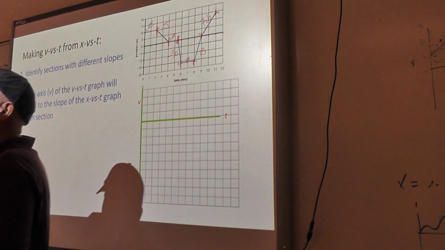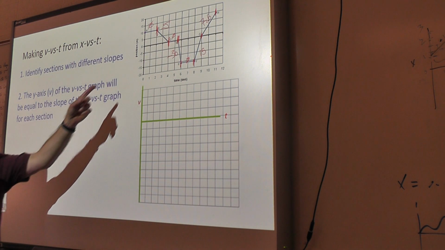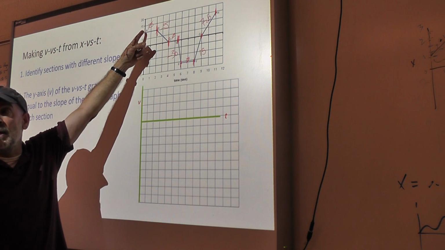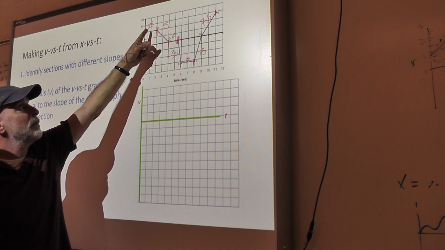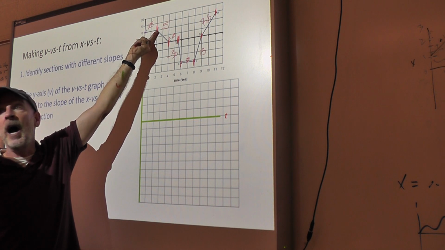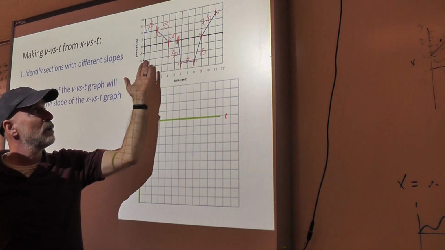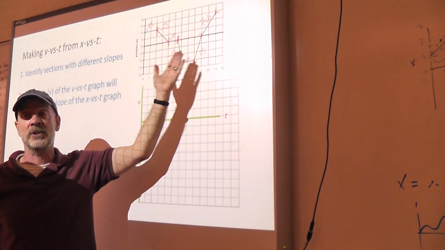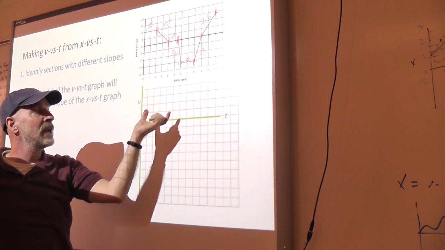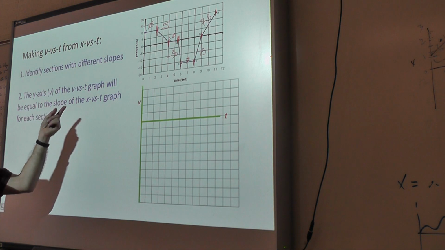And then to create a velocity versus time graph from that, I just need to make sure that I have a section on my velocity versus time graph with the slope of each time period. So my time periods on my velocity versus time graph are going to be broken up the same way as my position versus time. The information that I graph, the y-axis, is going to be the slope that I calculated here.